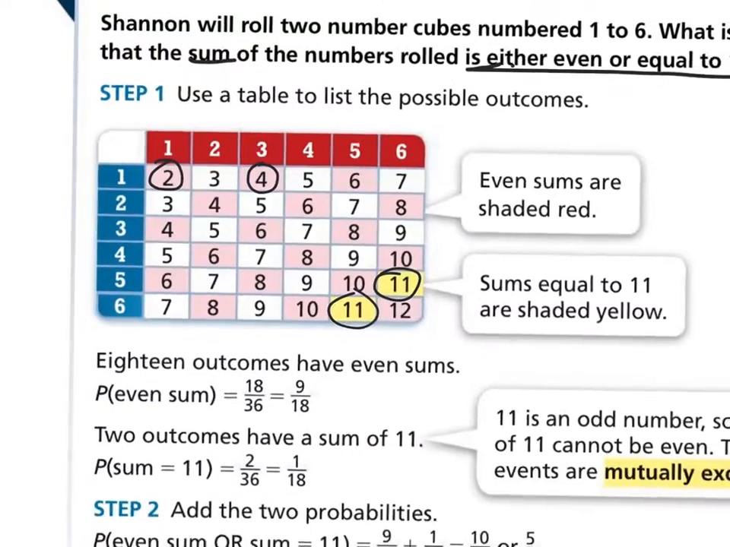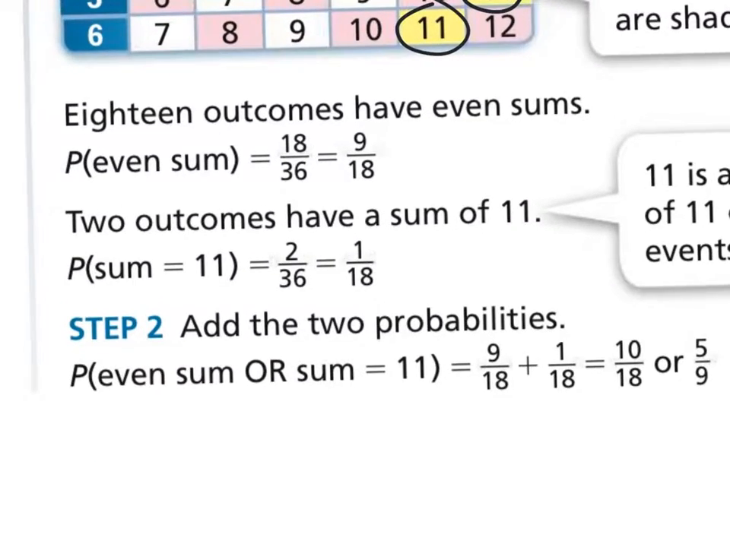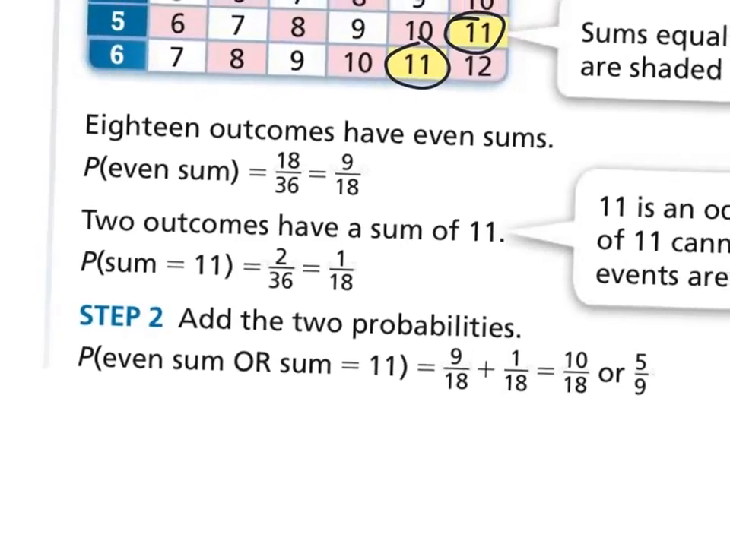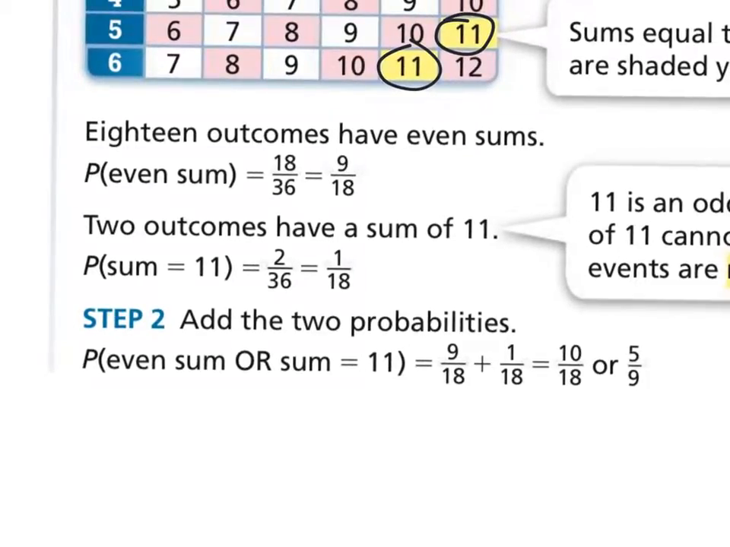So if we look at this, our even sums, there were 18 out of 36 options, which reduces to 9 out of 18. Probability of the sum equaling 11, there are 2 out of 36, which reduces to 1/18. Now if you'll notice, the 9/18 could have been reduced to a half. The deal is, though, if you look at the next part of the problem, we have a fraction with a denominator of 18. So when we're going to be adding these together, because we don't care if it's an even sum or a sum equal to 11, either one of those is fine.